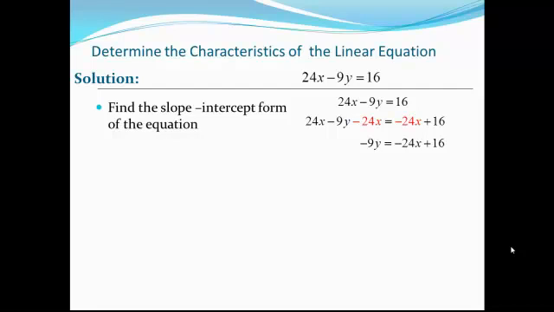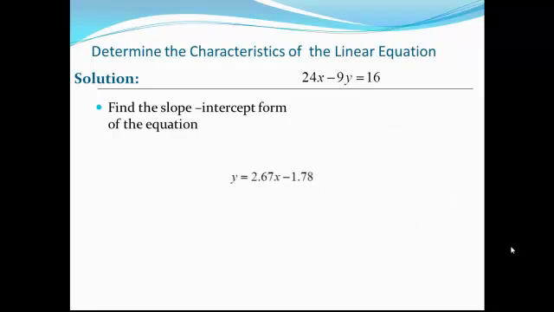Now we do need the coefficient of y to be positive 1 in order to have the slope-intercept form of the equation. So now we're going to have to divide each term by negative 9. And in simplifying, we get y equals 8x/3 minus 16/9, or in decimal form, y equals 2.667x minus 1.78. So this is our slope-intercept form of the equation. We can read directly off this equation the slope, which is the coefficient in front of x, so our slope m is 2.67.